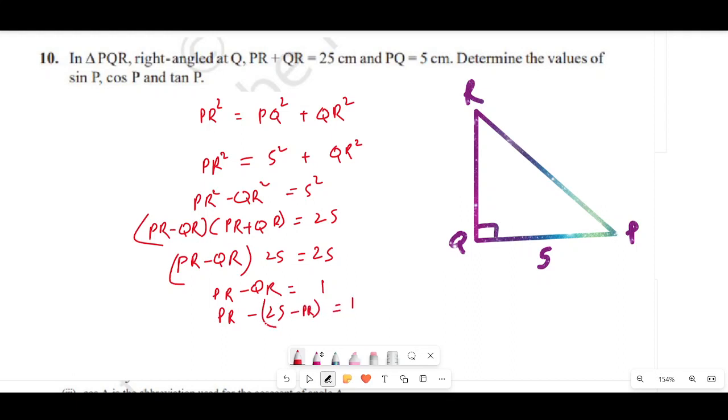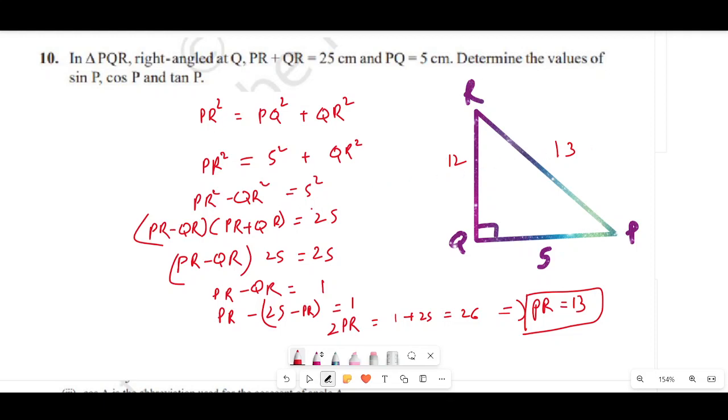Okay, this will be 1. Now, PR minus plus, so 2PR equal to 1 plus 25, that will be 26. So PR will be 13. Clear? PR will be 13. If this is 13, then this will be 12. Clear? Because here 25 minus 13 will be 12.